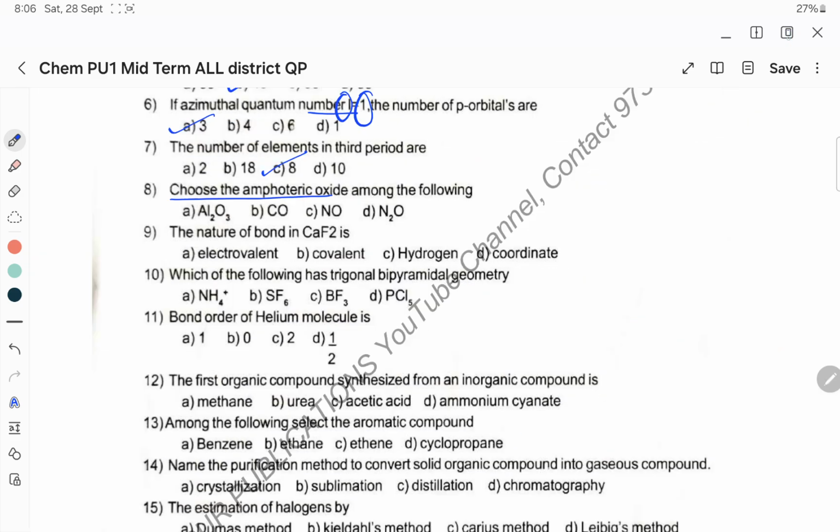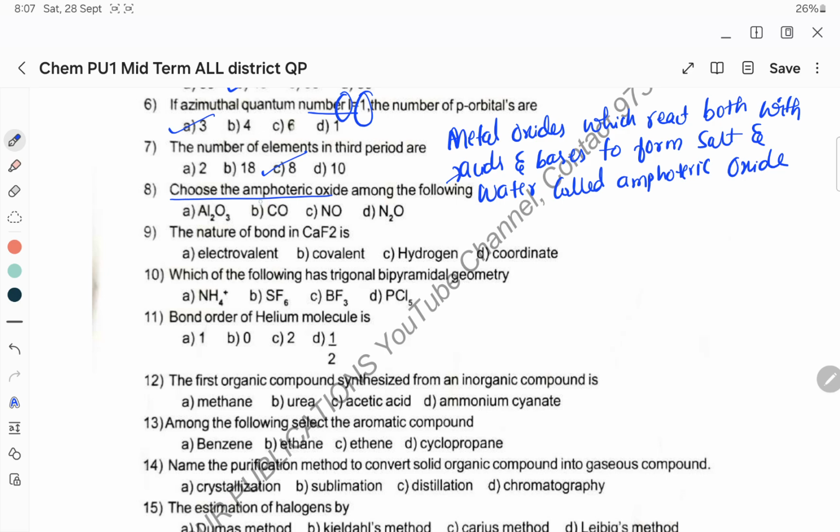Question number 8. Choose the amphoteric oxide among the following. First, we need to know what is amphoteric oxide. See, amphoteric oxide: the metal oxide which reacts with both the acids and bases.